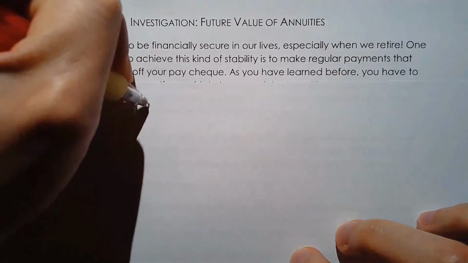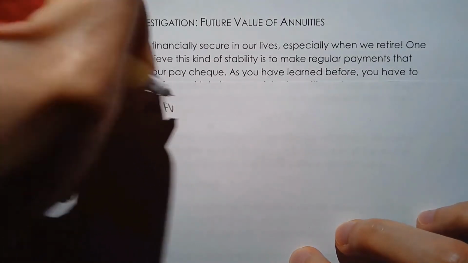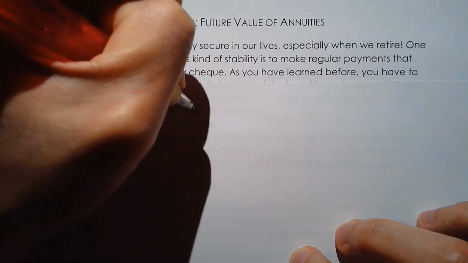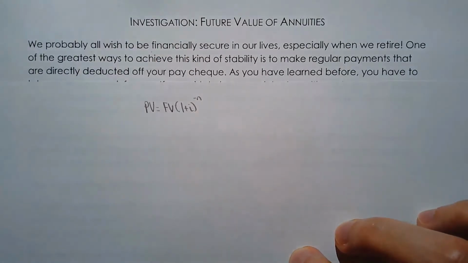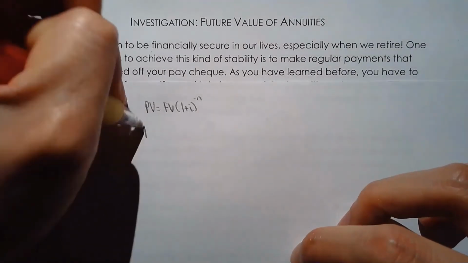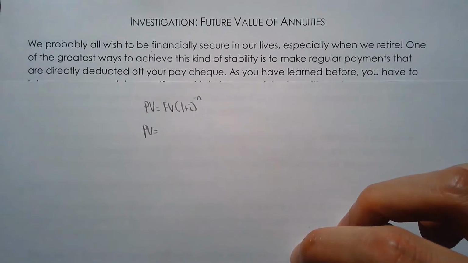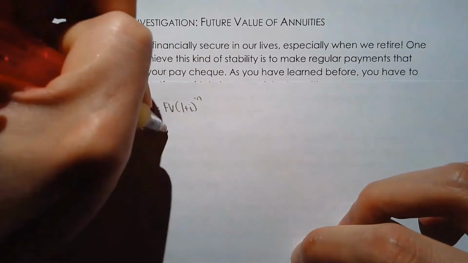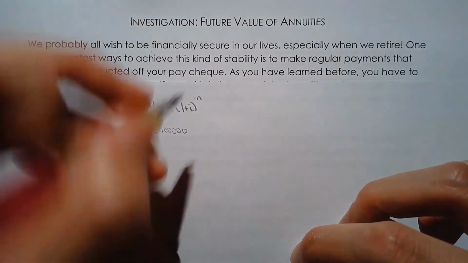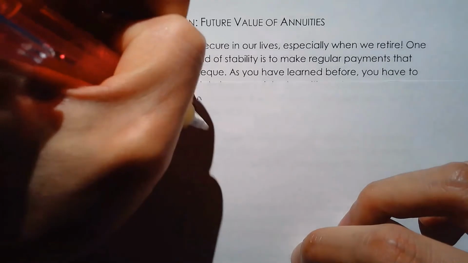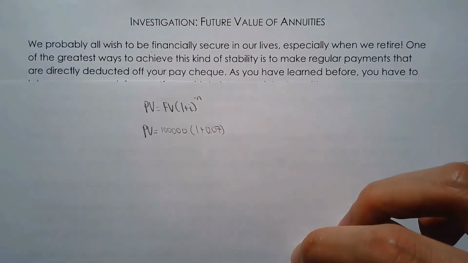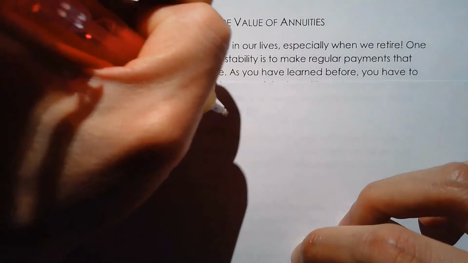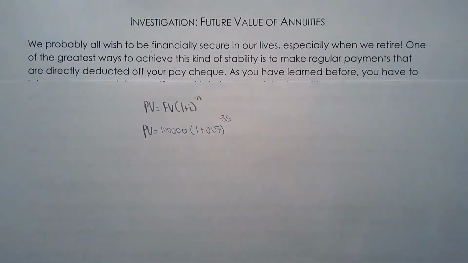So just to refresh your memory, the present value formula: present value is equal to future value times 1 plus i, all to the power of negative n. So let's say you're 20 years old, okay? And you want to be a millionaire when you turn 55. So you have your future value, and let's say you're able to grow your money at 7% per year compounded annually. And let's say you retire by 55. So that's a 35-year timeline we're looking at.